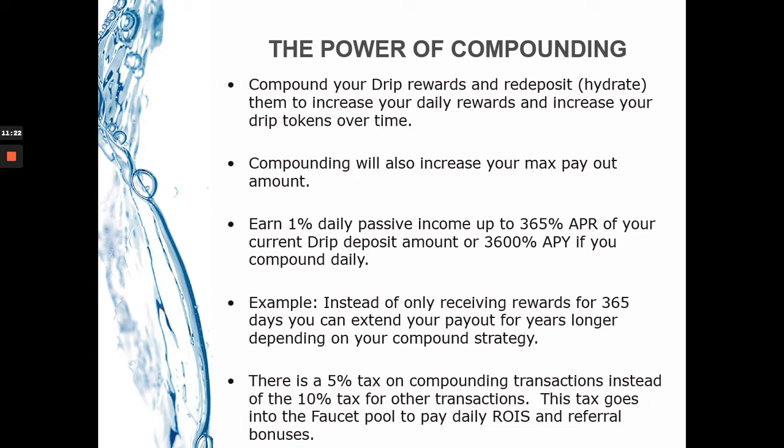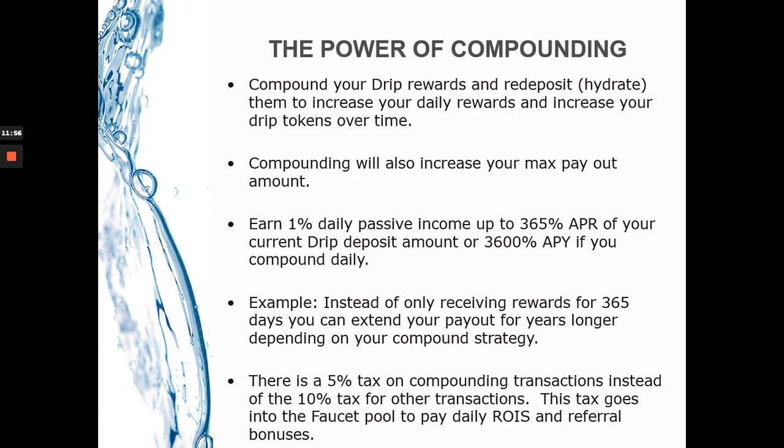You will earn 1% daily passive income up to 365% APR of your current drip deposit amount, or 3,600% APY if you compound daily. So you're going to make a lot more money if you compound versus just letting it sit there or just keep withdrawing. For example, instead of only receiving rewards for 365 days, you can extend your payouts for years longer depending on your compound strategy.